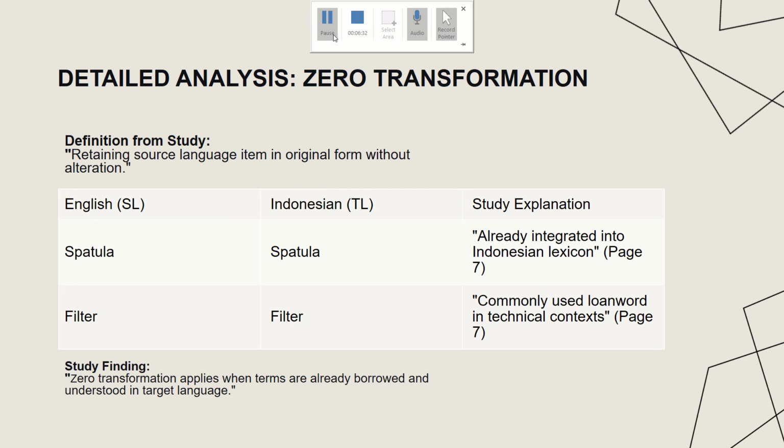Zero transformation means retaining the source language item in its original form without alteration. Examples include spatula remains spatula, already integrated into the Indonesian lexicon. Filter stays filter, a commonly used loanword in technical context. This strategy is used when terms are already borrowed and widely understood in the target language.